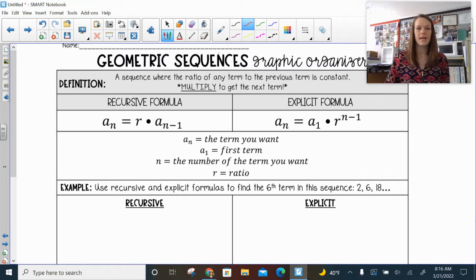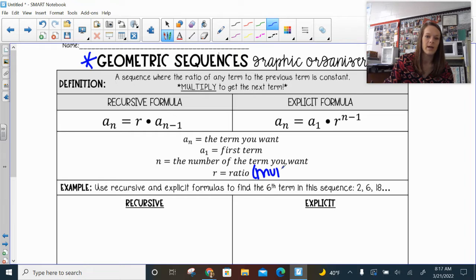Okay, now let's take a look at our geometric sequences. In order to be geometric, it means you're multiplying to get to your next term. Now, we do not say multiply or divide because we will always denote our ratio as multiplication. So always as multiplication.